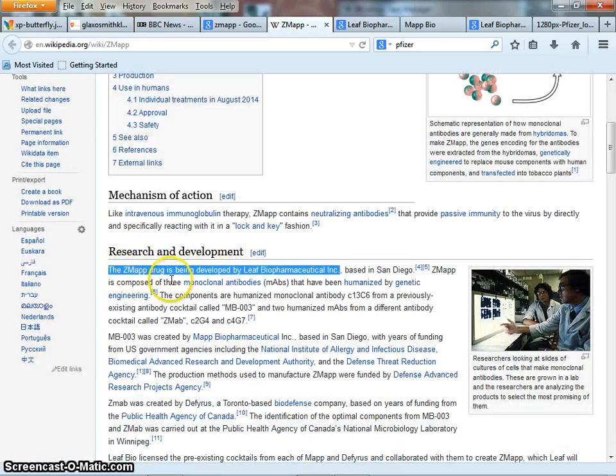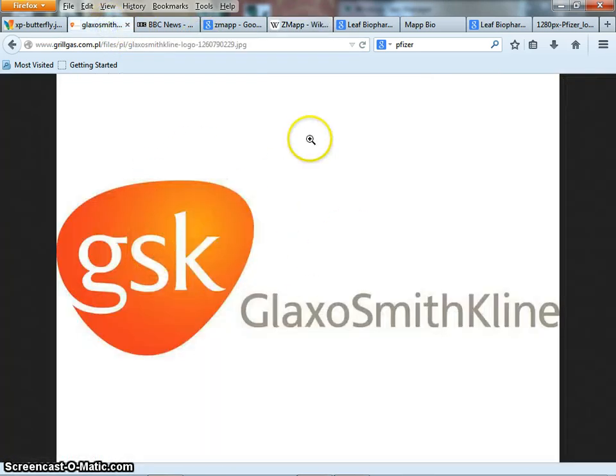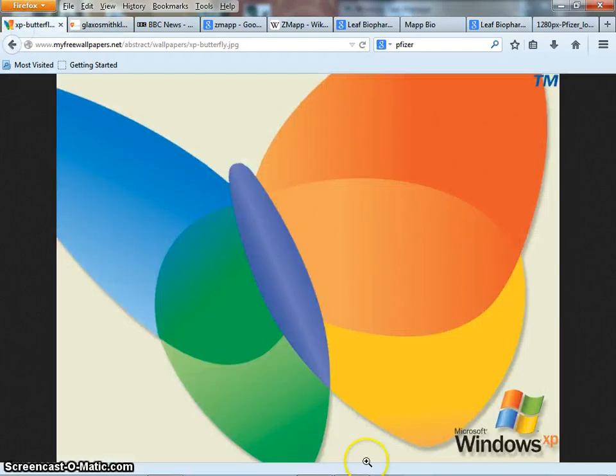ZMapp is a drug being developed by Leaf Biopharmaceuticals, which is being pushed by Pfizer. And GlaxoSmithKline is also working on a vaccine for Ebola. So they kind of told you this right in your face. Now, there is either one or two key players here that I haven't identified yet. But when I do, I most certainly will release that information if in fact I do.